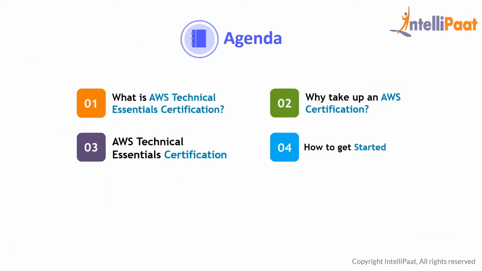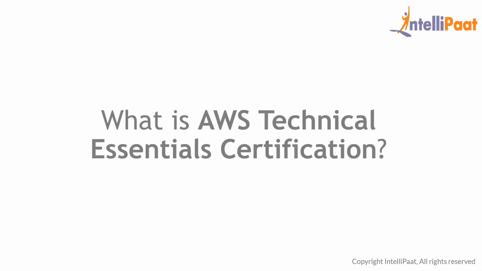First, I'll give you a quick brief about what the AWS Technical Essentials Certification is and why you should take up an AWS certification especially. Then we'll look more into the AWS Technical Essentials Certification: what services you'll have to learn, what you will get mastered in, and the difference between this and the Cloud Practitioner certification. And then we'll look into how to get started, so how you can clear your Technical Essentials certification, and by that you can go ahead and give the Cloud Practitioner certification exam and get that certificate. Okay, so now let's start.